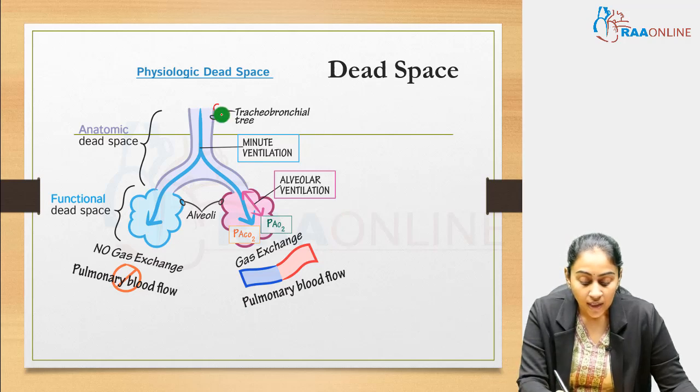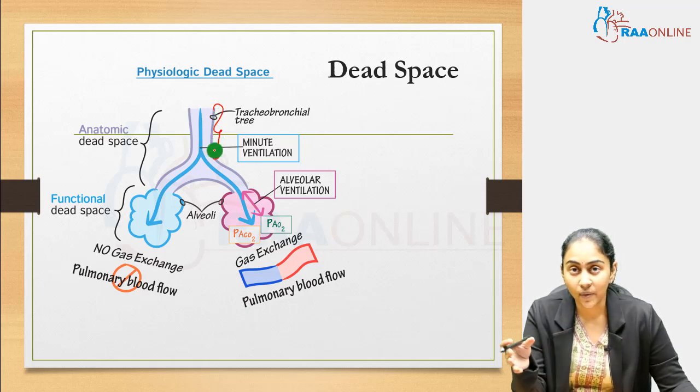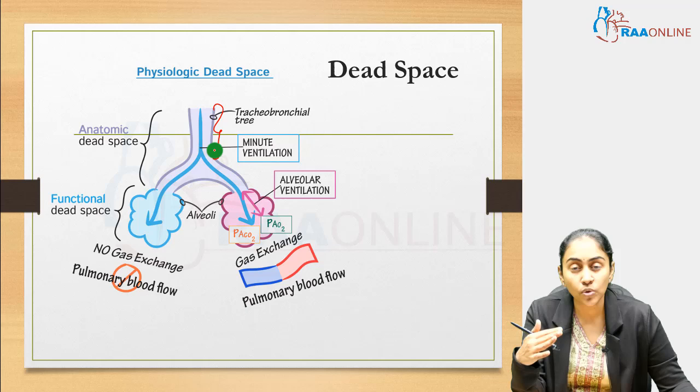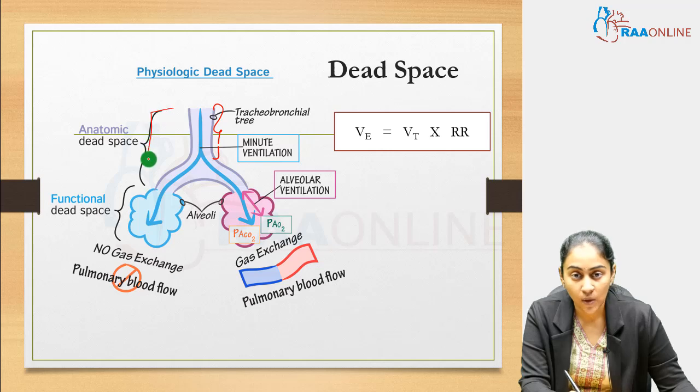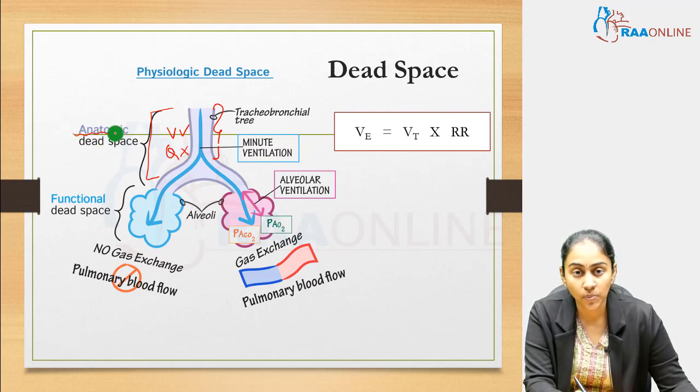Now, the tracheobronchial tree, all your airways, the larger airways which do not take part in gaseous exchange, they contribute the anatomical dead space. That is the dead space. Now, for instance, you see here, these are the airways where ventilation is happening, but gas exchange is not happening. Therefore, this contributes to the anatomical dead space.